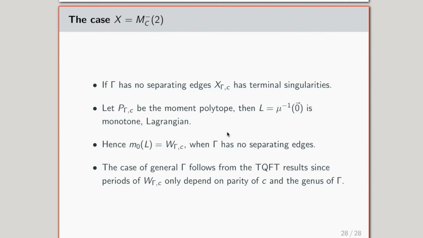But then if gamma has separating edges, I know that the periods don't change. So we also get that this result is true for arbitrary gamma because of this TQFT result that I proved. Okay, so then we are done by the Tomkunov, Bondal, Galkin, and Mikhalkin results, saying that these graph potentials actually compute the periods. So these are the main things that I wanted to talk about. Let me end by showing you one table that we computed.